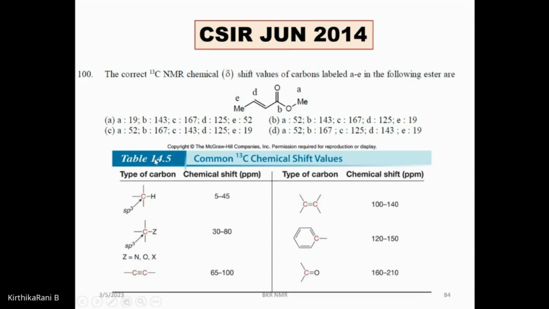Okay, now aromatic hydrogens: 6 to 8. So if it is shielded, it will be near 6. If it is deshielded, it will be near 8. The value of aromatic protons will depend upon whether it is in the shielding zone or deshielding zone, depending upon the substituent attached. If you have an electron withdrawing group, the ortho and para protons will be deshielded. If you have an electron donating group, ortho and para will be shielded. That is the concept that we have discussed in detail. So you will have aromatic 6 to 8.